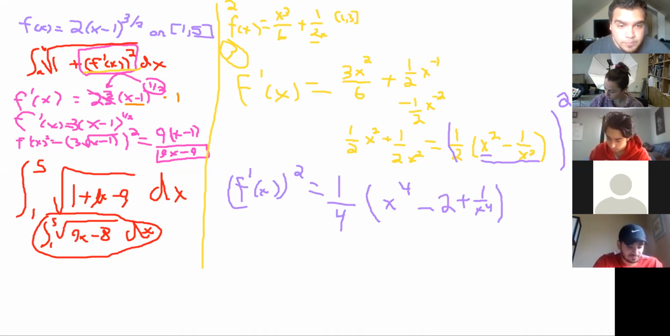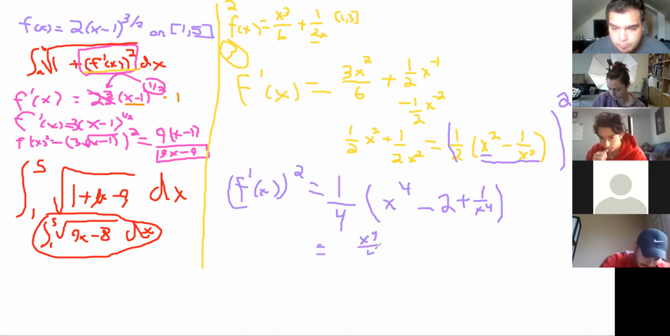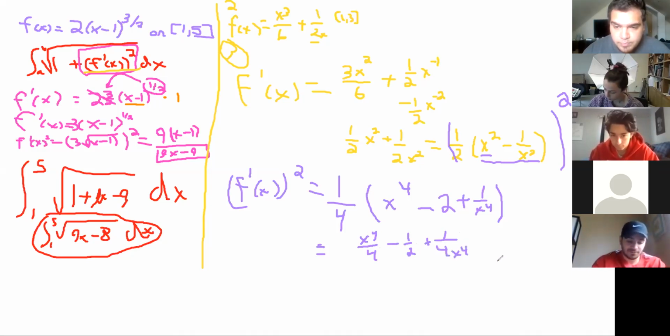Okay. Is there anything else we could simplify this by? Guess we could distribute the 1/4 now. So we got x to the 4th over 4 minus a half plus 1 over 4x to the 4th. Okay. So all that is my f prime of x squared.